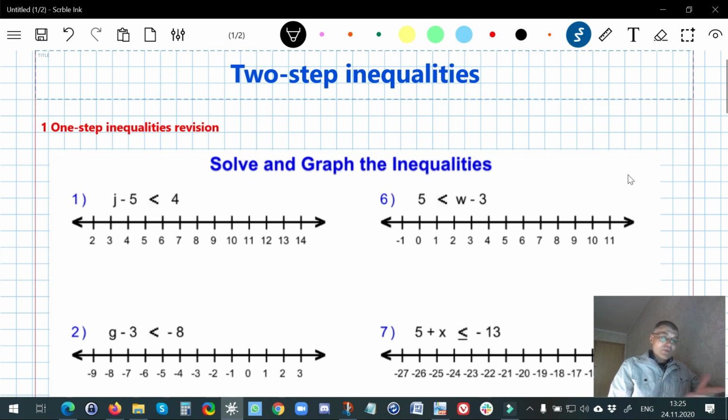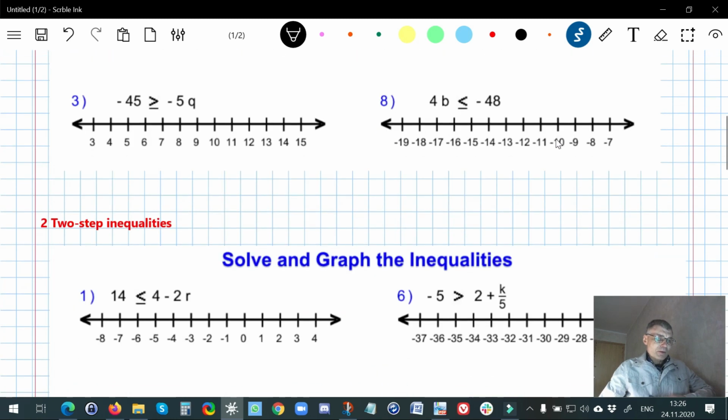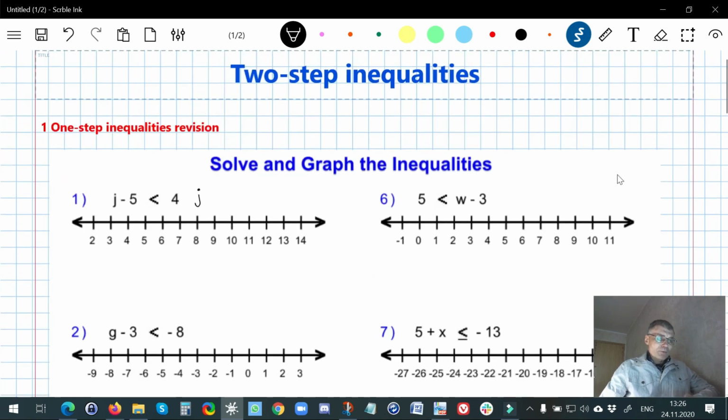Here the letter is unusual, it's J, but it doesn't matter, we have to isolate that letter. How do I do that? Of course, I add 5 to both sides of the inequality. I will be using the space to the right as my scratch paper. And by the way, maybe below. Yeah, I will be using the space below it as my scratch paper. So to isolate J, I have to add 5 to both sides of my inequality.